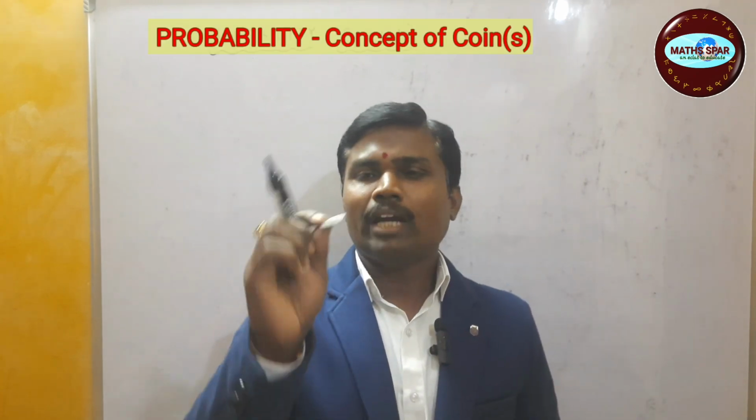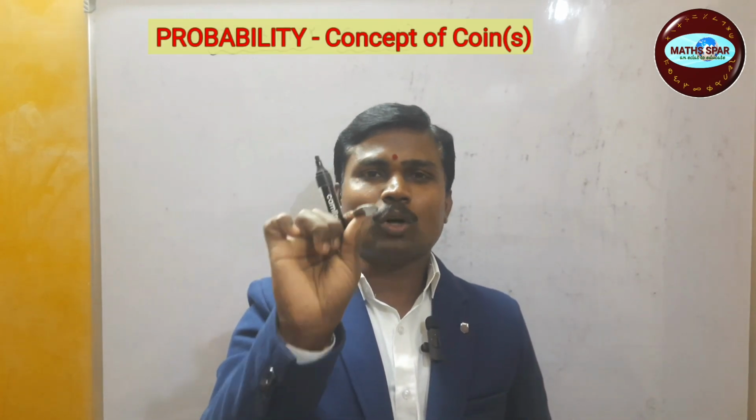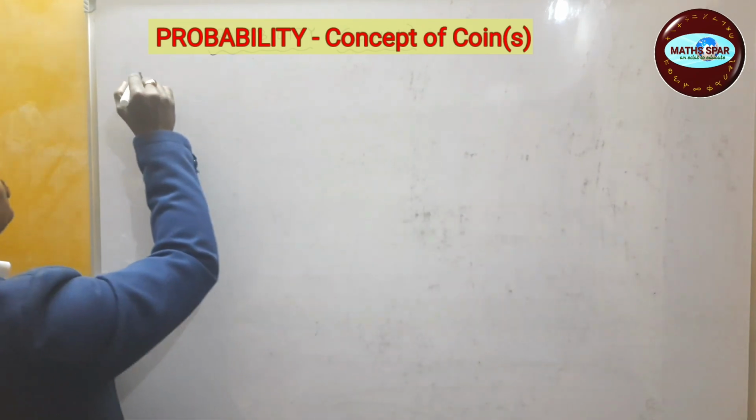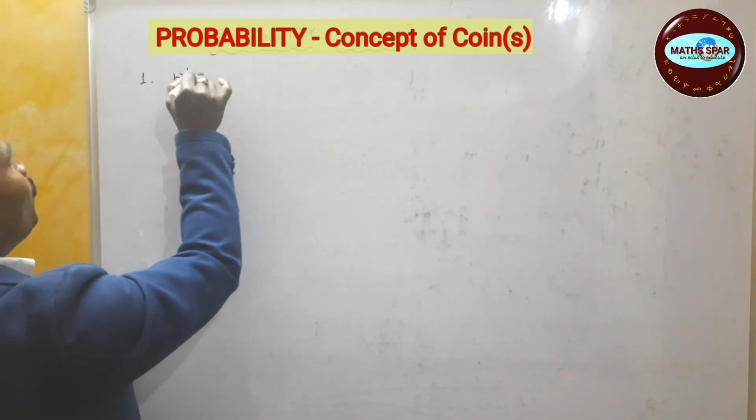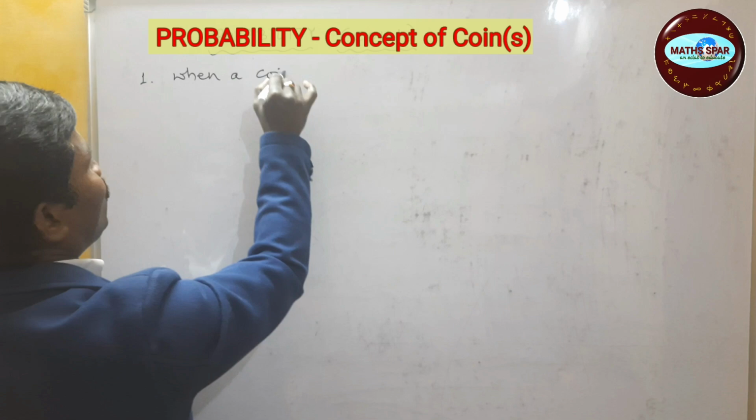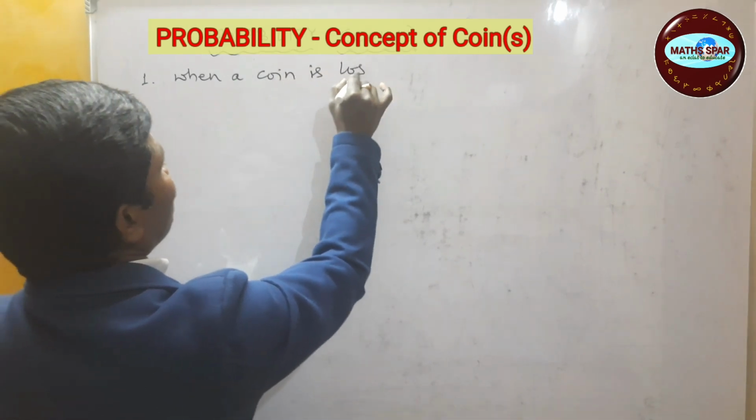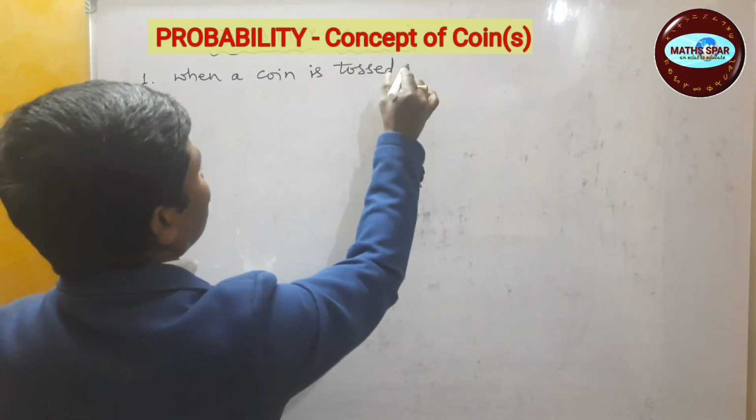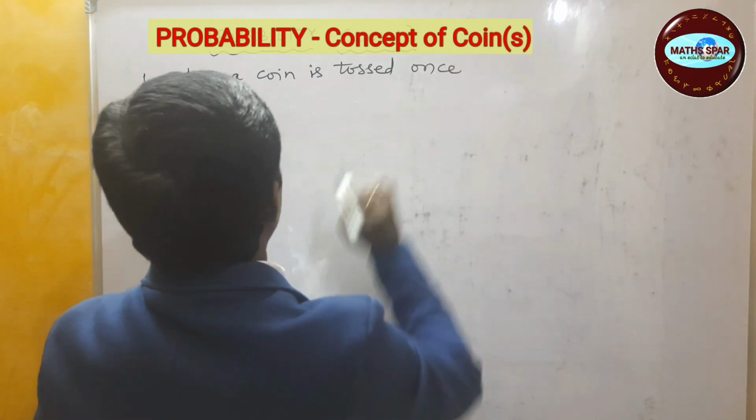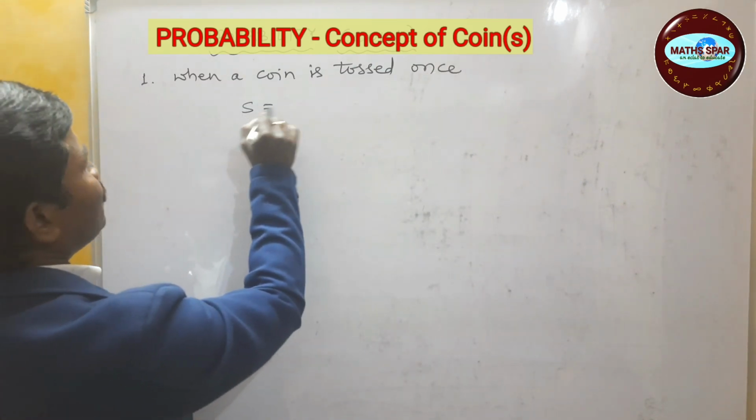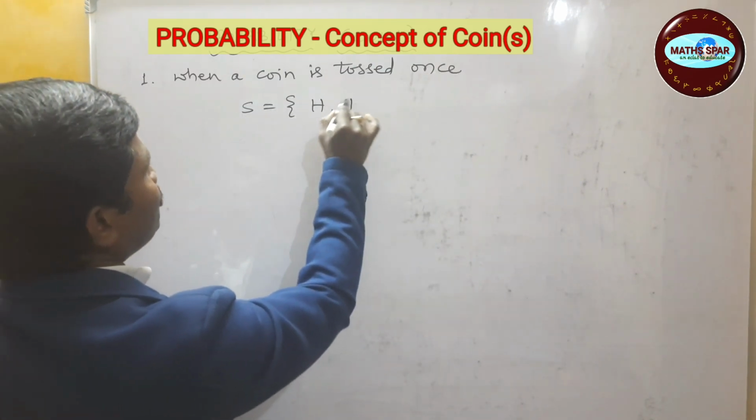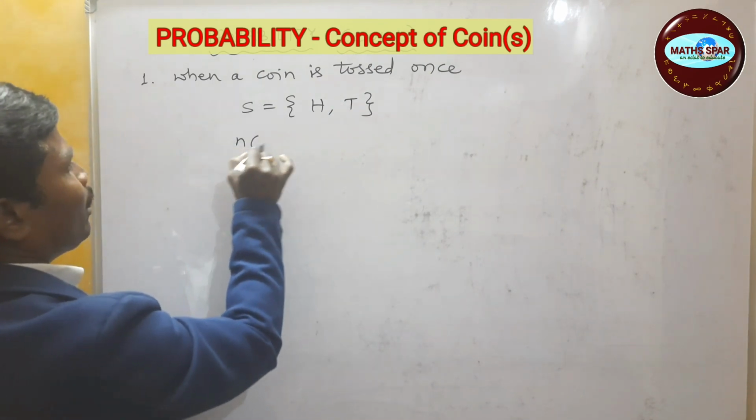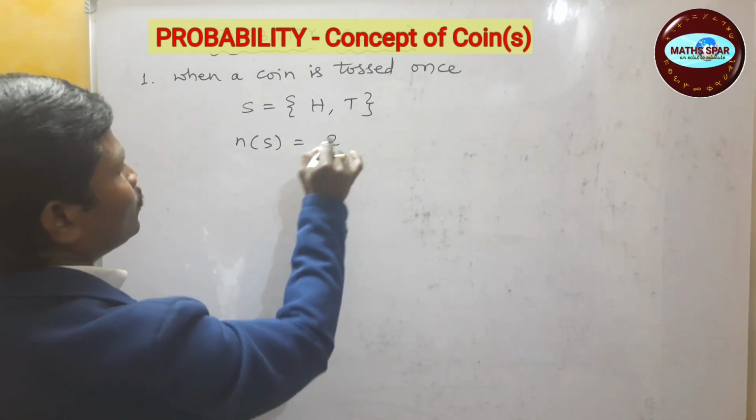This video is about probability sums based on coin. When a coin is tossed once, the sample space is heads, tails. So n of S is 2.